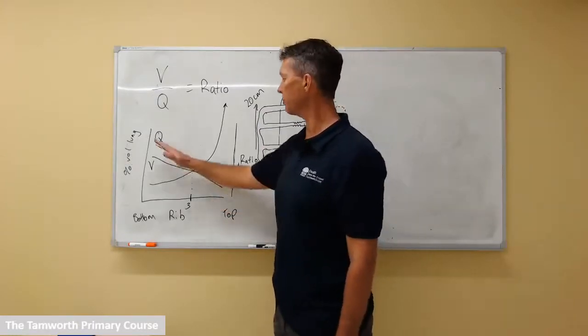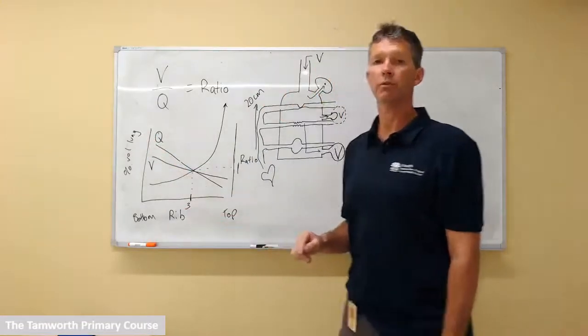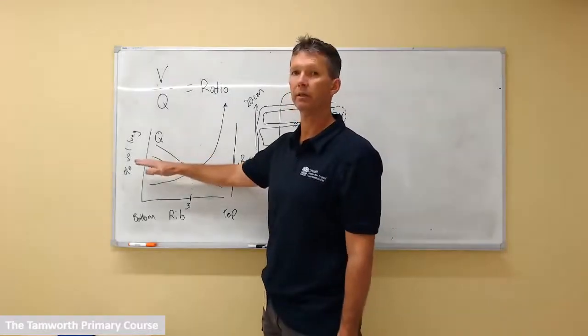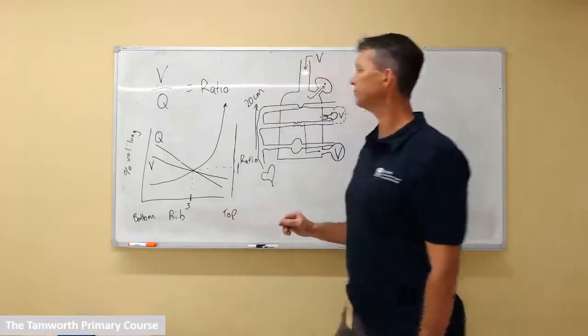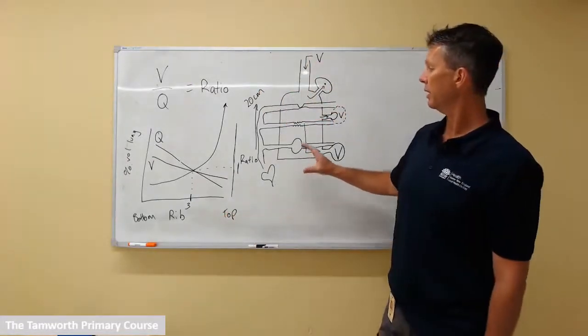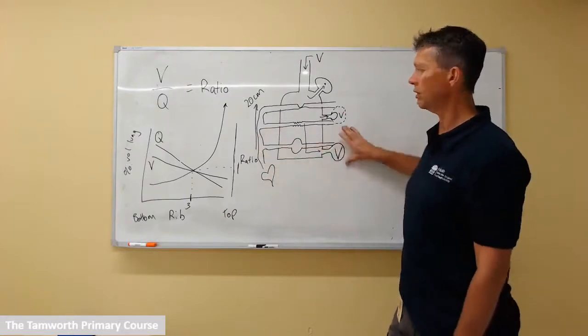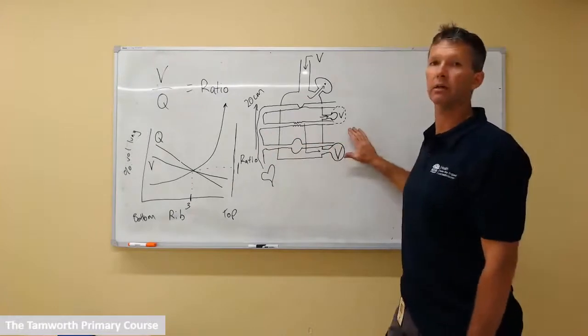So what we've got is a disproportionate blood flow throughout the lung because of gravity. And we've got a disproportionate ventilation throughout the lung because of gravity. Now, the thing to note is that in relative terms, we've got a lot of ventilation going to the base of the lung and a lot of flow going to the bottom of the lung.